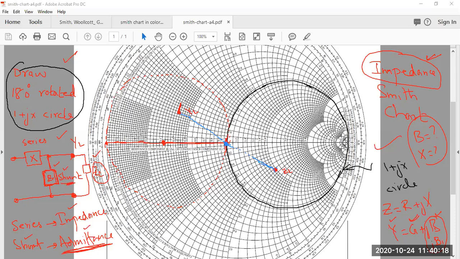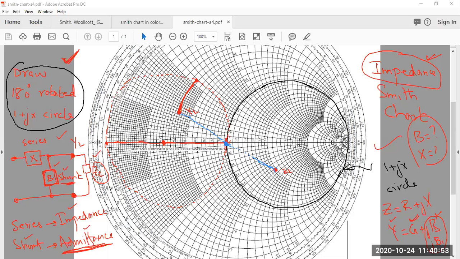Okay. So the purpose of drawing this rotated circle was that we will now find out if this point moves onto this circle. One of the possibilities is that we can move in this direction. I'm moving on this circle, and I will stop at the point at which I touch the 1 plus jx circle. You can clearly see that when I'm moving on this circle, I'm actually moving on the resistive circle.